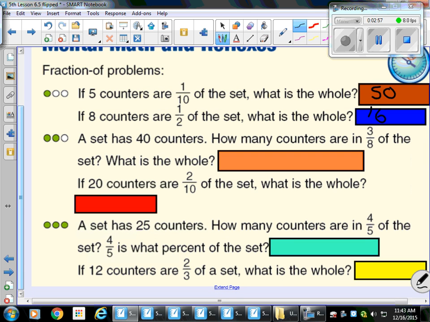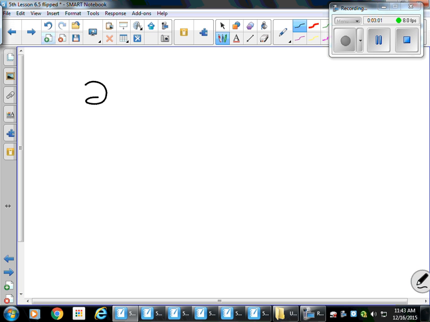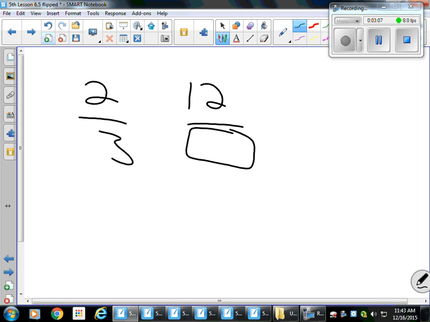If 12 counters are 2/3 of the set, what is the whole? So 12 would be my numerator. So 2/3 would be 12, right? I want to find out how big the set is, which is my whole, which would be my denominator. 2 times 6, 3 times 6 equals 18.